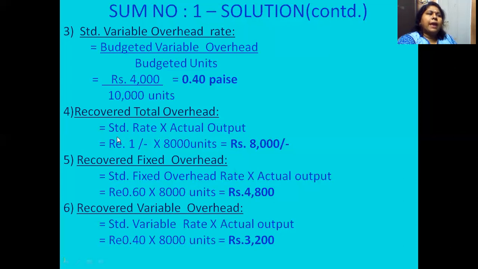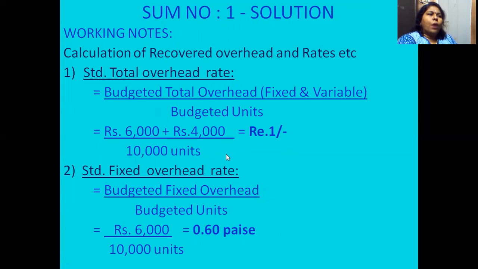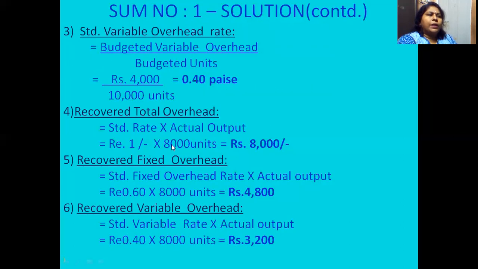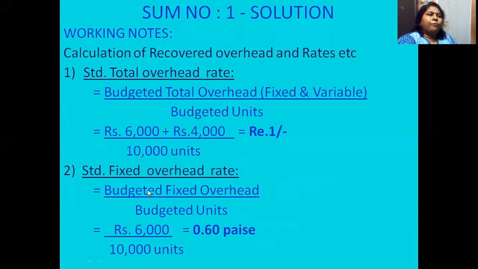So we already made calculation. What is the standard rate for total overhead? That is 1 rupee. Okay, so 1 into 8,000 units, 8,000 rupees. Next, standard fixed overhead rate into actual output means 8,000 units into what is the fixed overhead rate I calculated so far, 65.